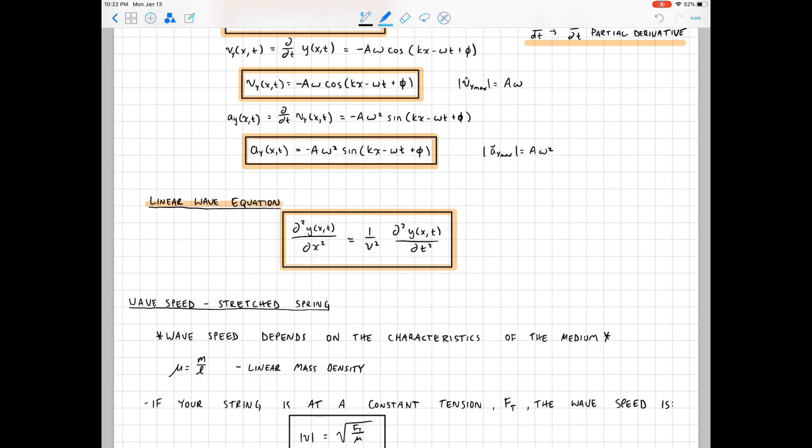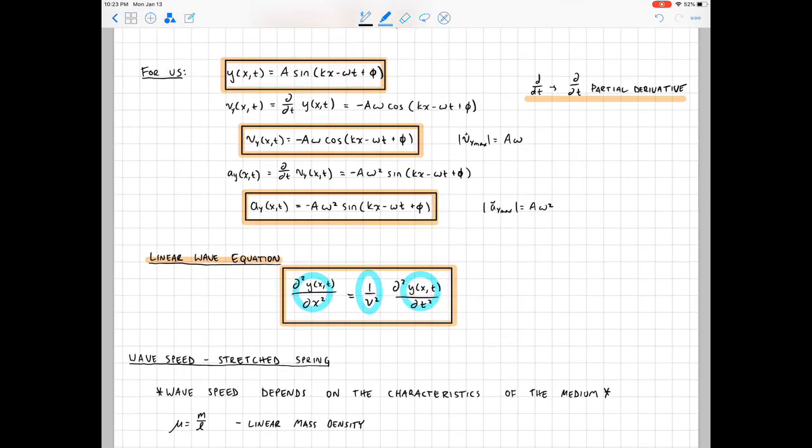And the truly amazing thing about it is that the wave function, which is a function of position and time, if you take the derivative of that function with respect to position twice, and you take the derivative of that function with respect to time twice, you get nearly identical things. The only difference is that there's a factor out front. So there's 1 over the speed squared that connects taking two derivatives of the function with respect to position and two derivatives of the function with respect to time. Right? So this is the linear wave equation.